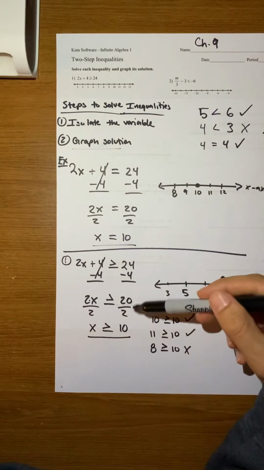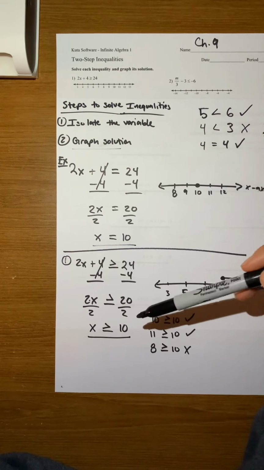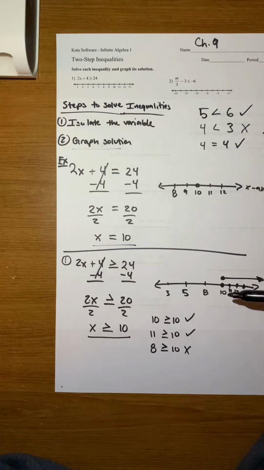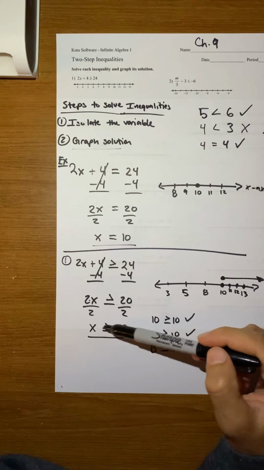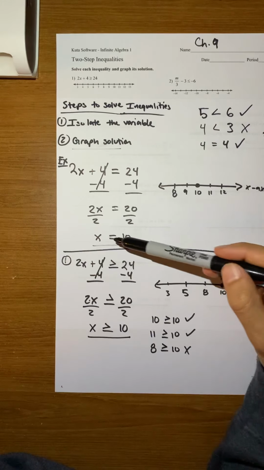Now notice the steps are almost the exact same thing. The only thing that's different is the graphing part. And it's because this is interpreted differently from the equal sign.